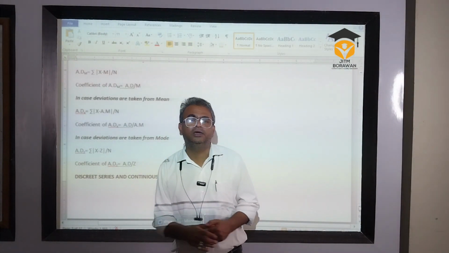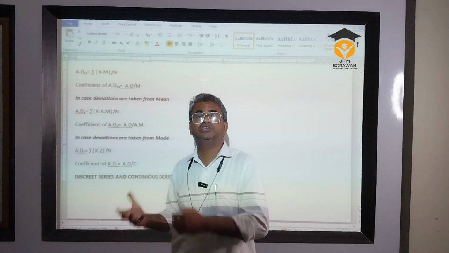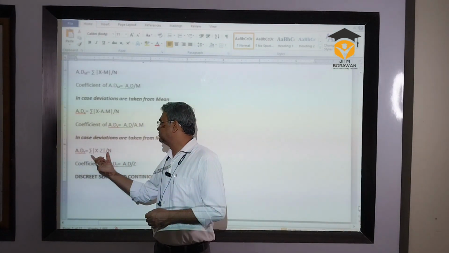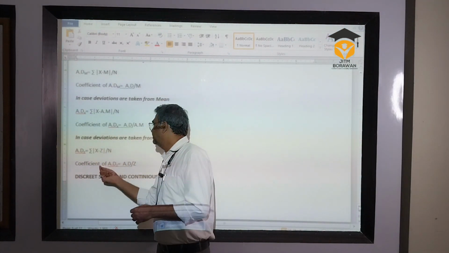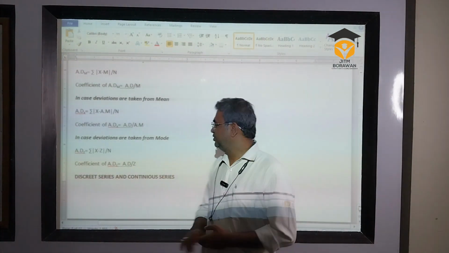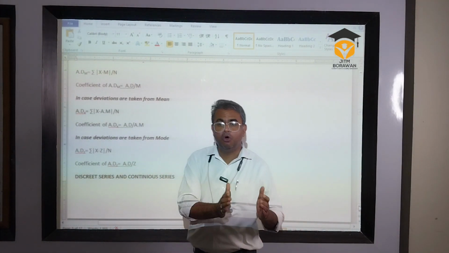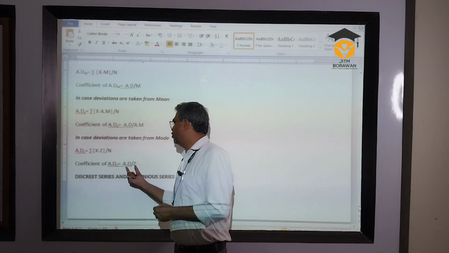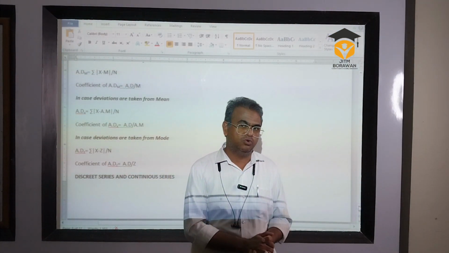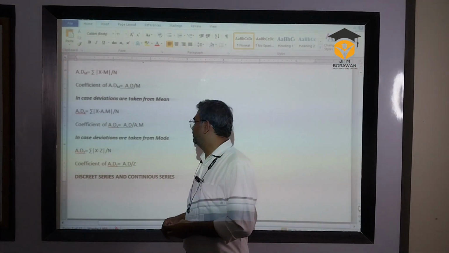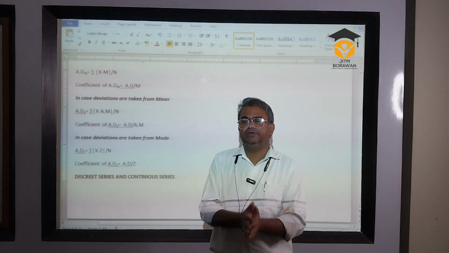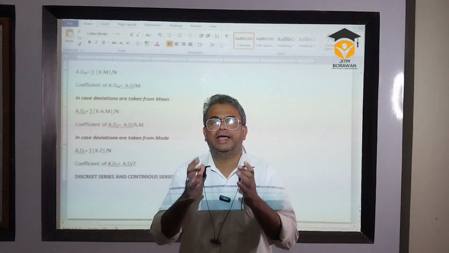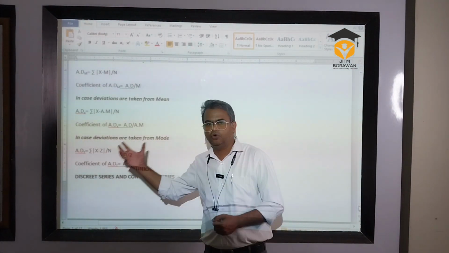And the third case: in case the deviations are taken from the mode, we have a formula: average deviation is equal to summation of mod of x minus z, again divided by n. So here you are talking about the average deviation from mode. And for the coefficient of average deviation from mode, we have the formula: average deviation again divided by mode. So we basically have three cases when we talk about individual series: deviation from mean, deviation from mode, and deviation from median, and correspondingly we will also find their coefficients.